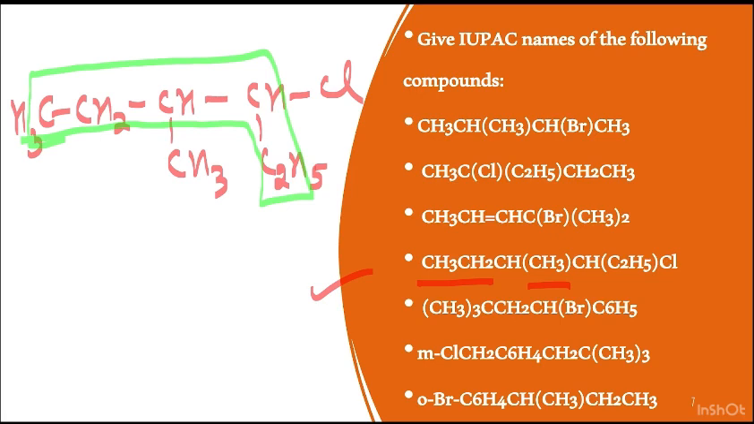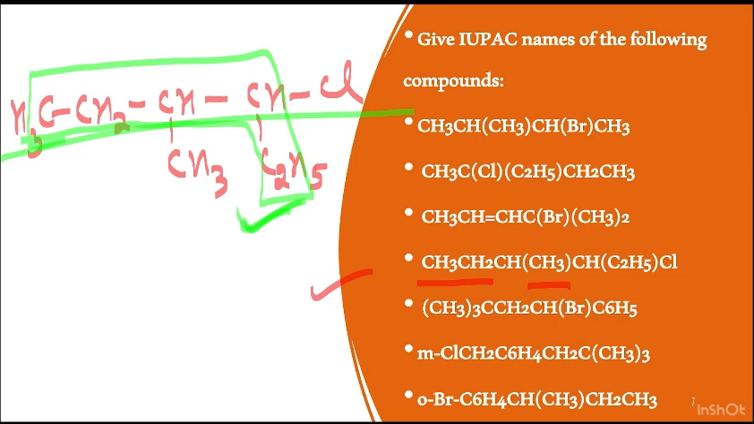Suppose you don't consider this as the longest carbon chain and you go straight like this, then many students will write 2-ethyl. Whenever you have 2-ethyl in the name of the compound, check it once more. Second carbon has ethyl, that means the longest carbon chain is the one which has that C2H5. So be careful when you are doing such examples.